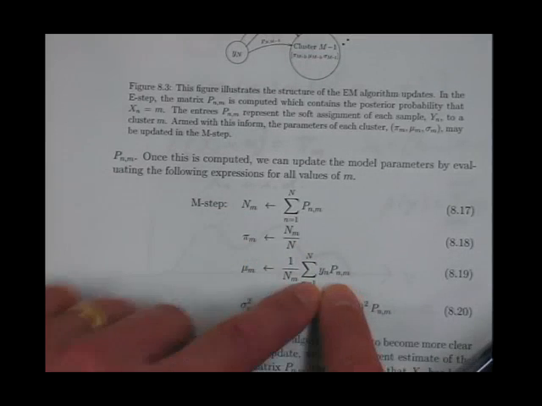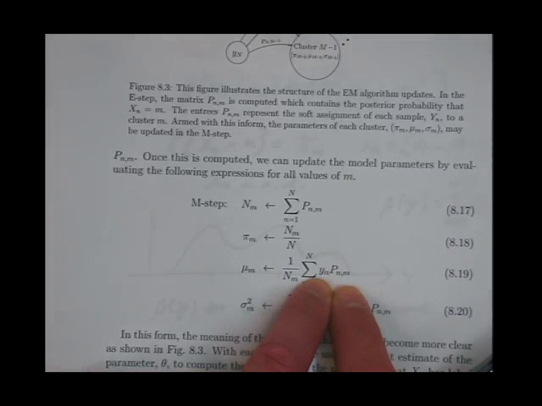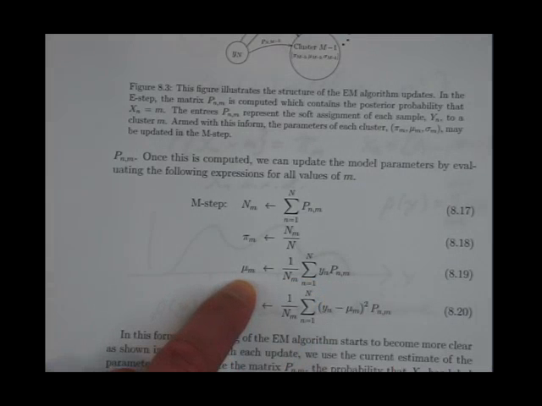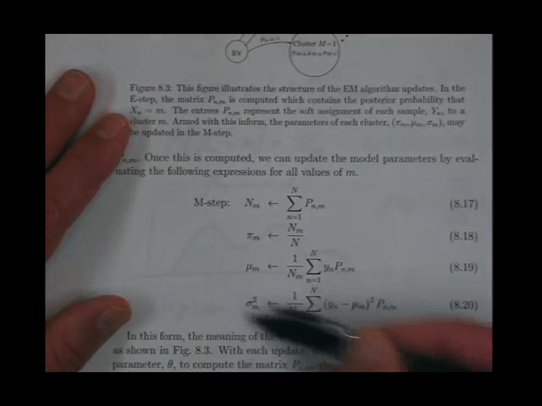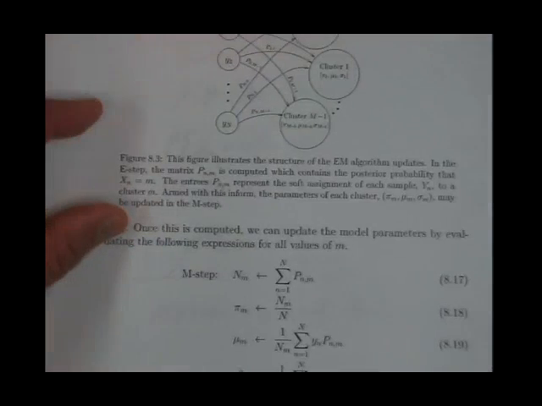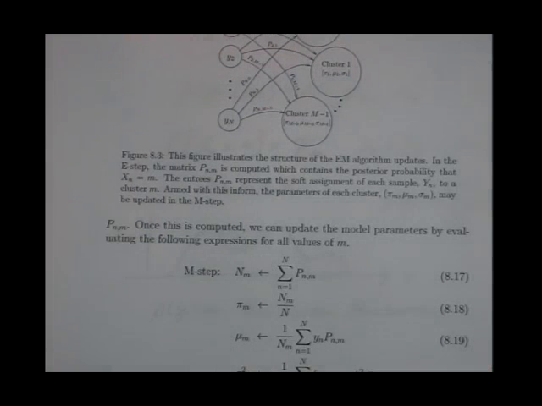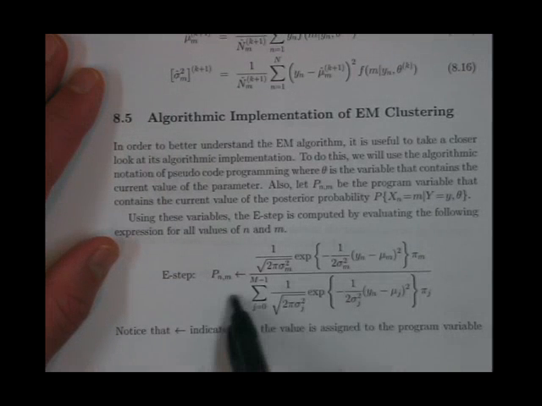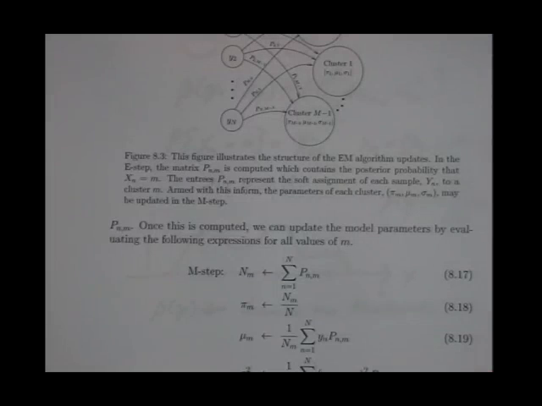Then, if you take the weighted average of the observations associated with that class and normalize it by the number of samples in the class, you get the mean for that class. And then the standard deviation. But once you update the mean and standard deviation, you have to go back, because now your estimate, your posterior probability, has changed. Your parameters are new.